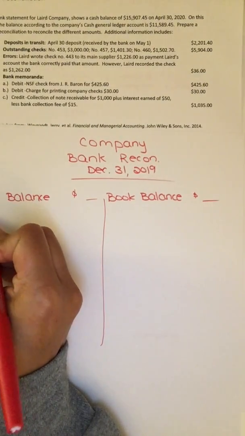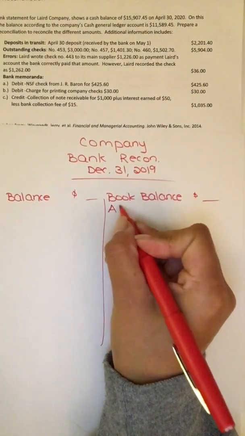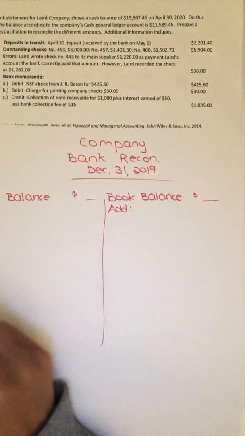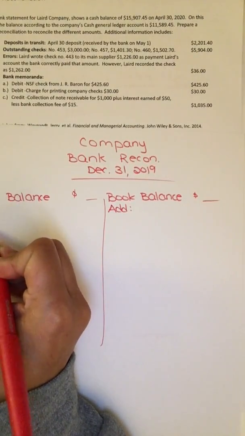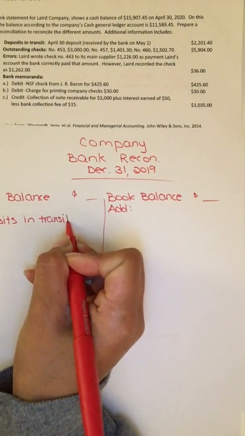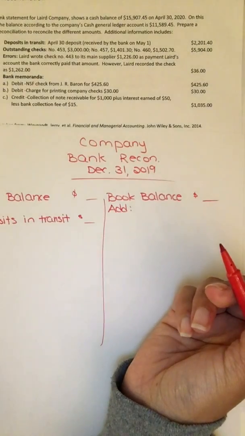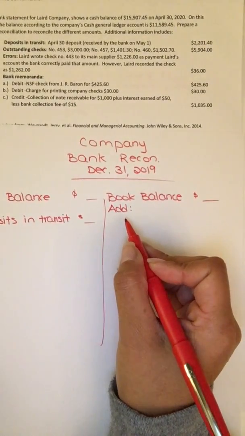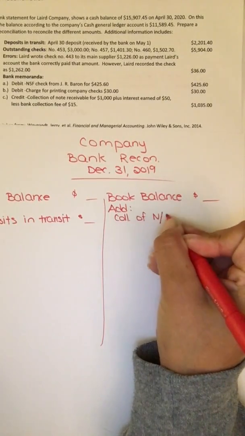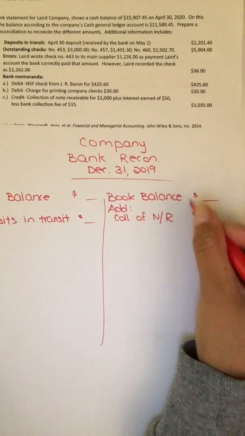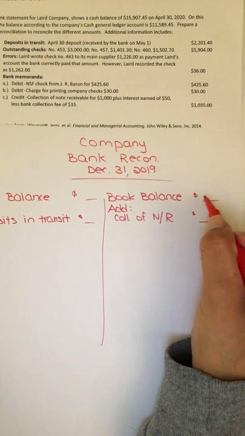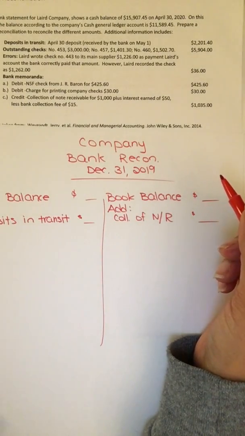All right, so the first section is an add section. These are items that we're going to add to the respective balances. Common items that are added are those deposits in transit we talked about. Deposits in transit. So whatever that number is. Common items that we add under the book side are collection of notes, note receivable amounts. I wouldn't have dollar signs on everything. It's just so that you know that this is a dollar amount. But of course, it's just the first number of every column that gets the dollar sign.